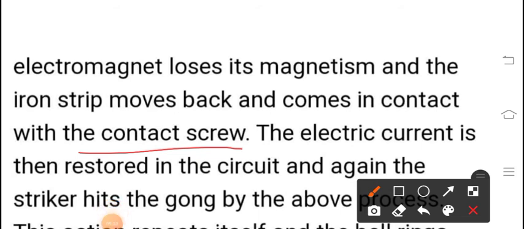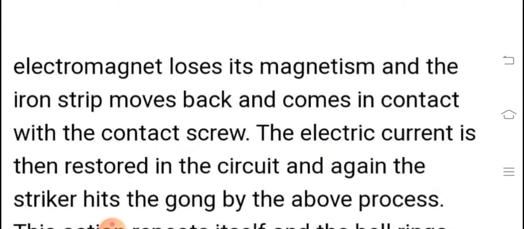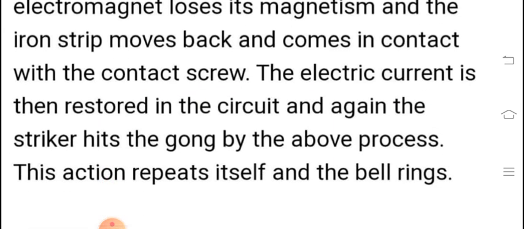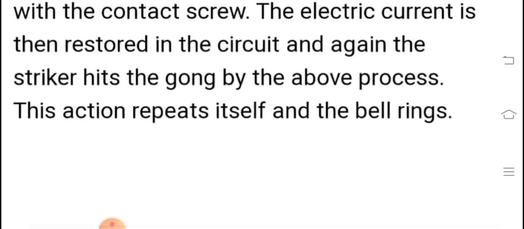While listening to this explanation, please keep your diagram in front of you. You will get it clearly. The electric current is then restored in the circuit, and again the striker hits the gong by the above processes. This action repeats itself and the bell rings.